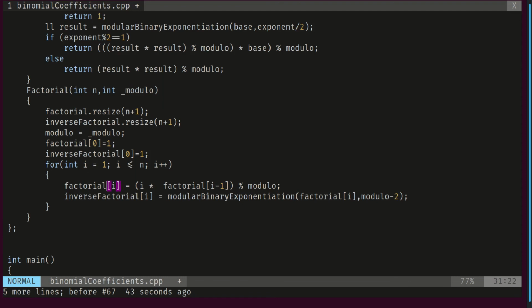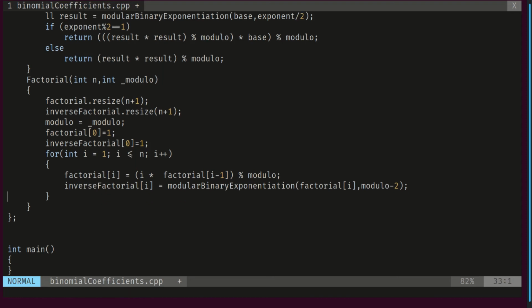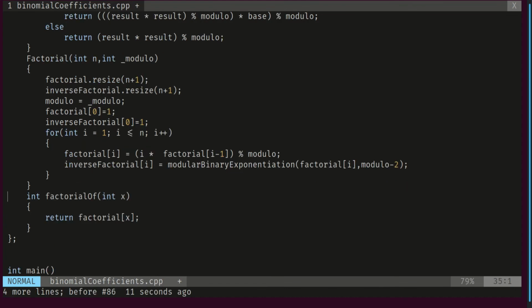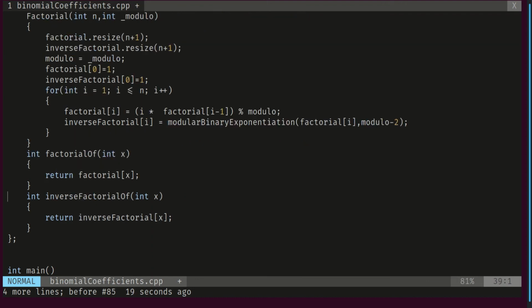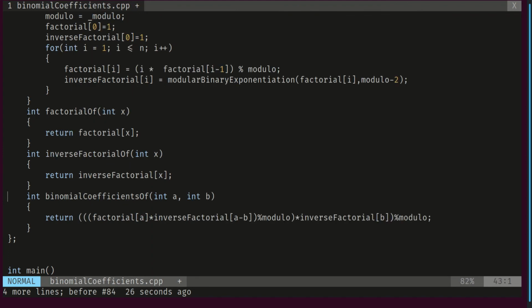So I calculate factorial first. So factorial of i is just i times factorial of i minus 1. And the inverse factorial is just factorial of i raised to modulo minus 2. So that's pretty much it. Now all I have to do is write some getter functions. So I will write a getter for the factorial of int x, which will just return factorial of x. I will also write one for the inverse factorial of x.